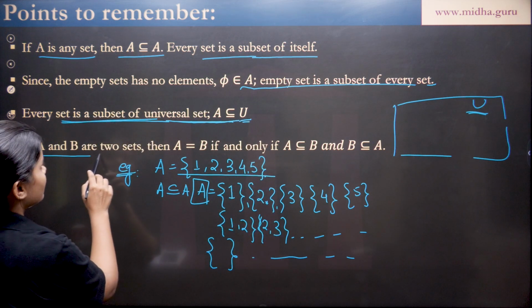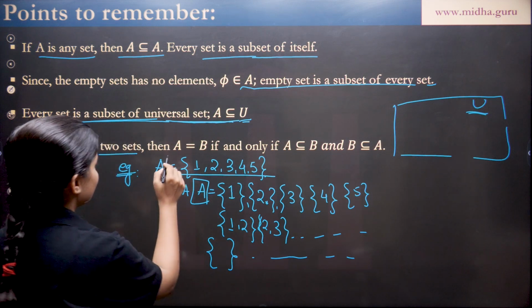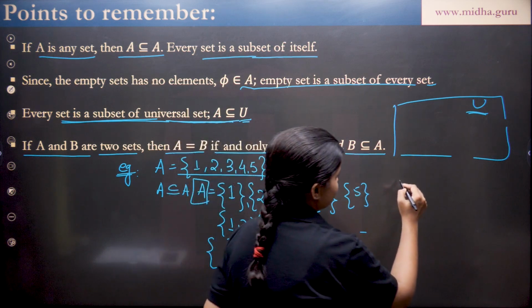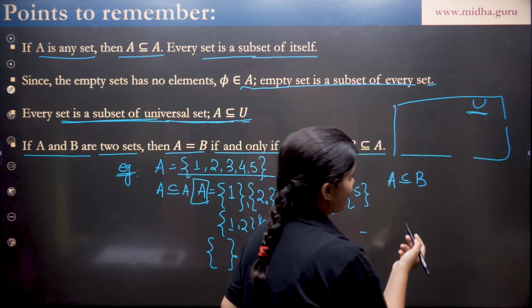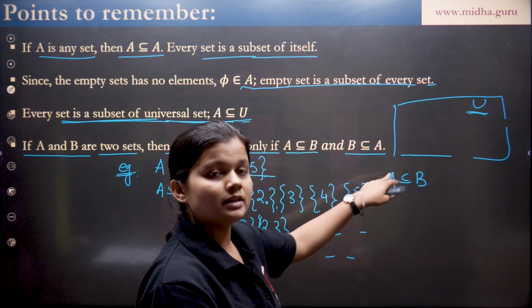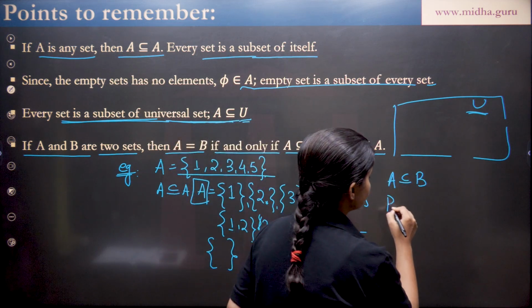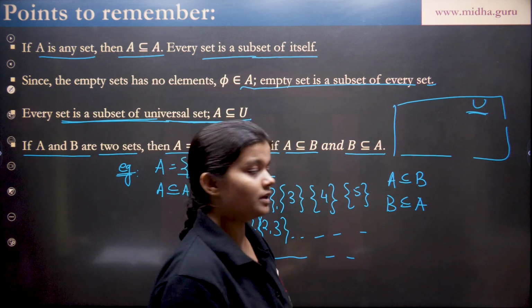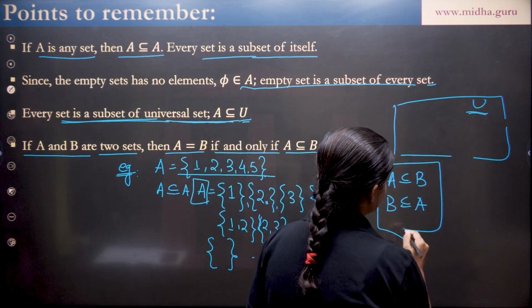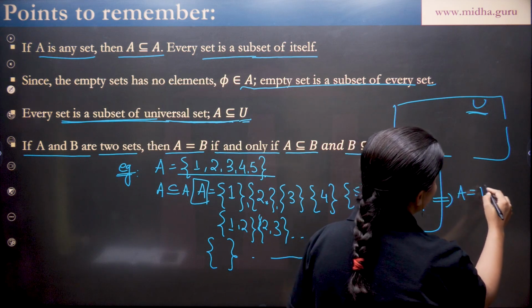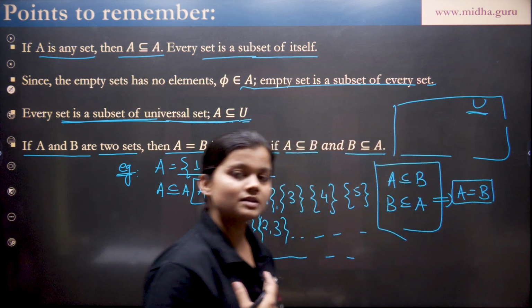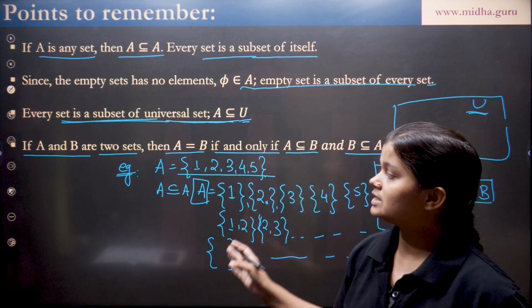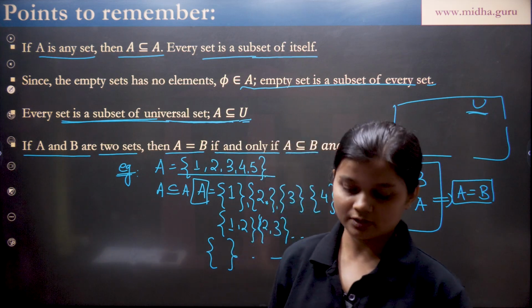Now next is, if A and B are two sets, then A equal to B if and only if A is a subset of B and B is a subset of A. For example, if A is a subset of B, it means that the set B contains all the elements of set A, and if B is a subset of A, it means that the set A contains all the elements of set B. So with these two conditions, we can conclude that A is equal to B, right? So these are some of the points that you have to remember regarding subset.